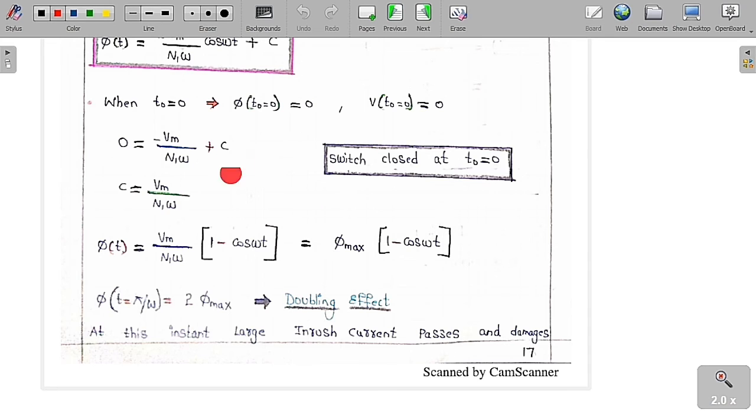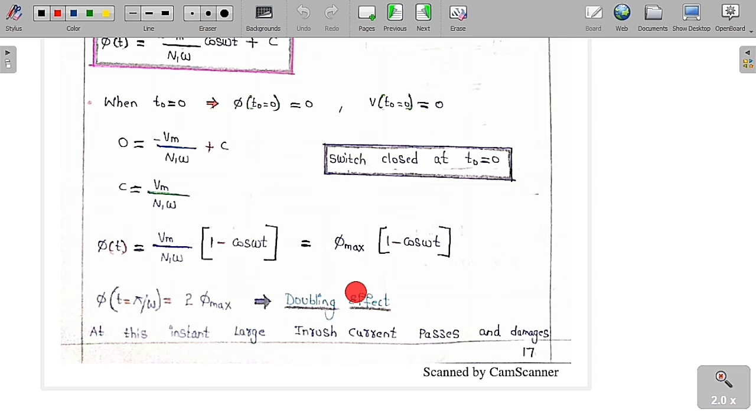So basically what I am trying to say is, if we close the switch at t0 is equal to 0, initially there is no flux in the core. So flux at t0 is equal to 0 is equal to 0. And what is the value of the supply voltage at t0 is equal to 0? It is also 0. So if you substitute in the above equation, we get the value of C. If you substitute the C value, we get this general equation. And if you substitute t is equal to pi by omega, then we get 2 times the maximum flux. This is called the doubling effect.